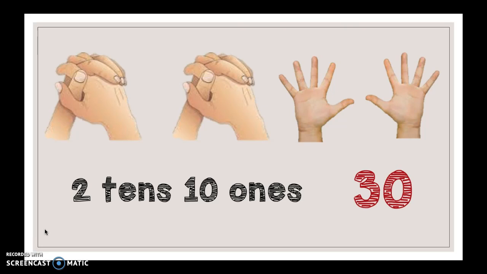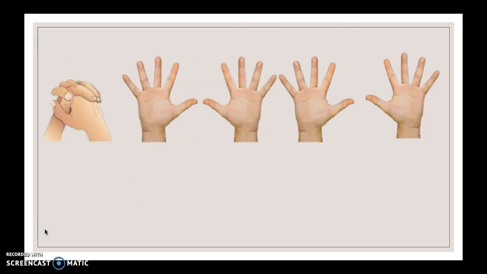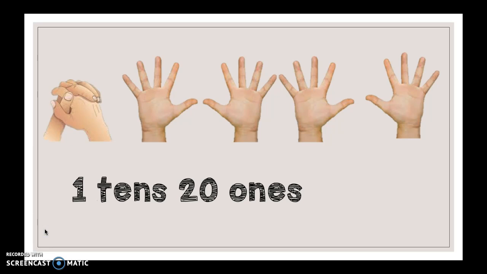What if I broke apart things a little bit more? Now what could you say? How many tens do you see here? Yeah, 1. And how many ones do you see? Ooh, I see 1 ten and 20 ones. Goodness gracious, but that number is still 10, 20, 30.